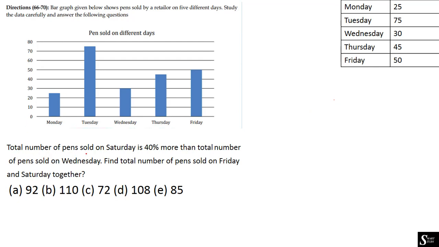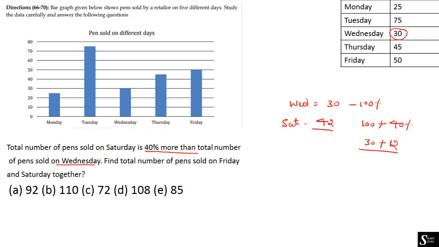The second question here is, the total number of pens sold on Saturday is 40% more than the total number of pens sold on Wednesday. On Wednesday the total number of pens sold are 30, so this is equal to 100%. Saturday is 40% more, so therefore, this 40% has to be added. 40% of 30 would be 3 into 4, that is 12. So 30 plus 12 would be 42. It means the total number of pens sold on Saturday would be 42.